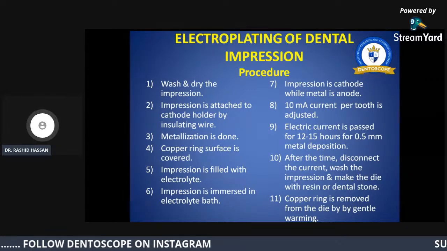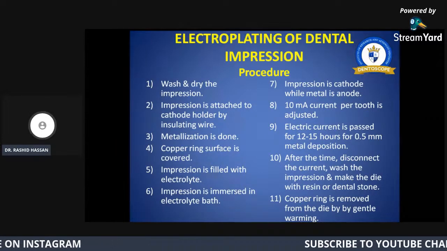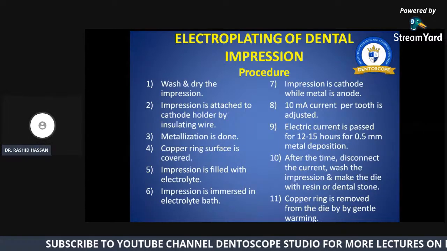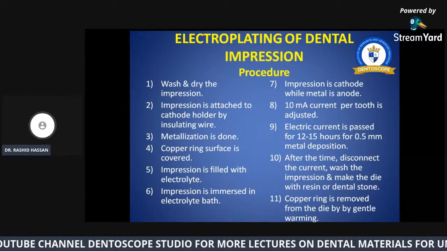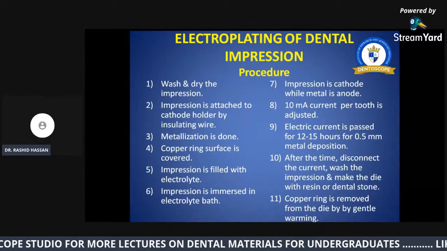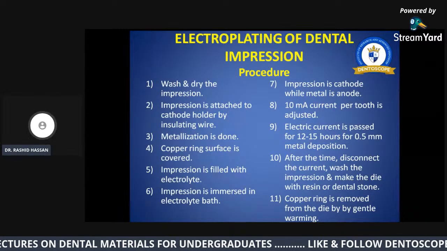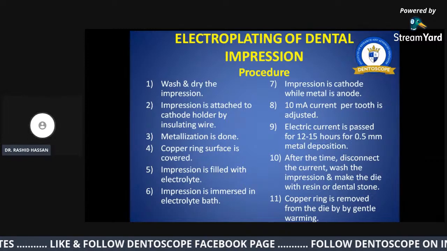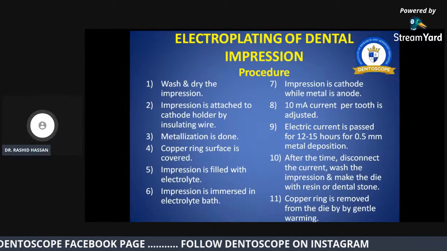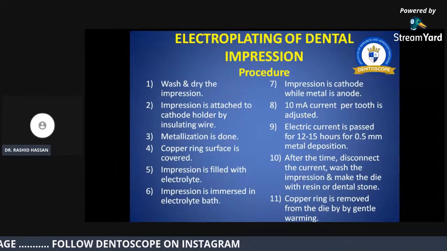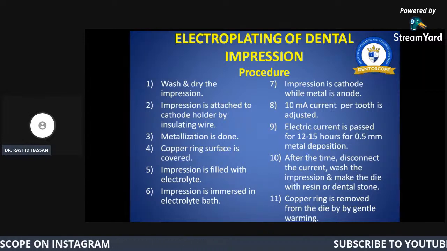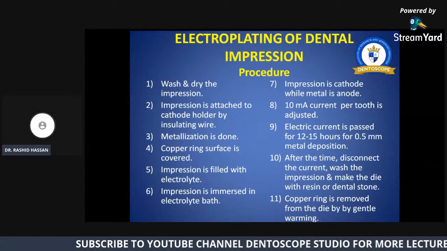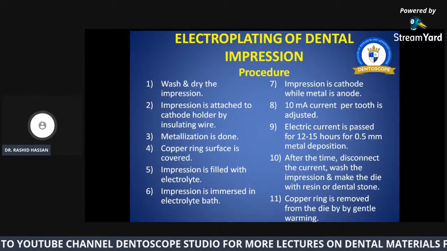12 to 15 hours are required for the electroplating procedure. We do it to minimize or reduce the dimensional changes in the dental impression. So it takes about 12 to 15 hours. After this time, we disconnect the current, we wash the impression, and then make a die with the resin or the hard or extra hard plaster. The copper ring is then removed, and your cast is ready.